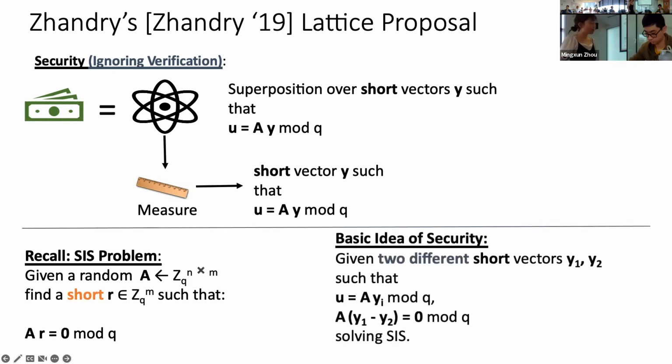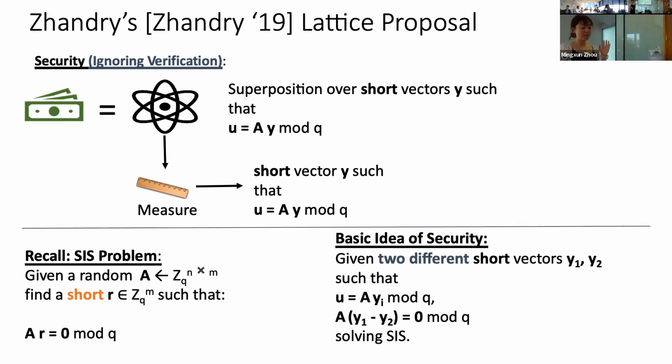If you measure the first state, you get a short vector y1, which satisfies A y1 equals u. Then you measure the second state, and with overwhelming probability you get y2, which is a different vector that also satisfies A y2 equals u. You just subtract them, and you get a vector, the difference, that is in the kernel of A. That helps you solve the short integer solution problem.